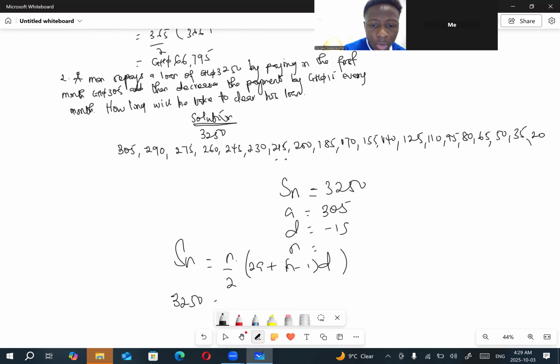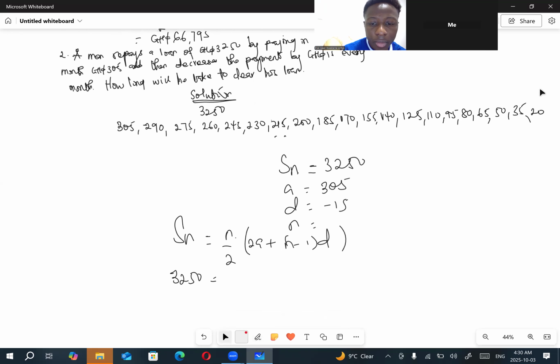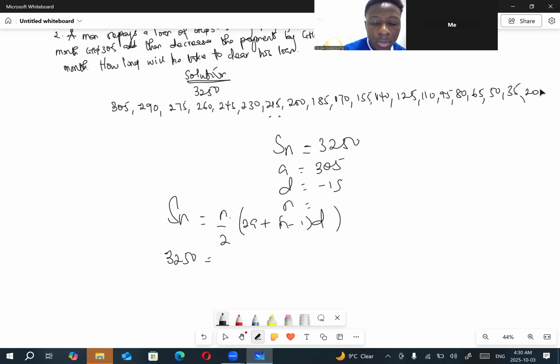So 3250 equals n over 2. n is what we are looking for, right? So 2 times a is 305, plus n minus 1 times d, and d is -15. And we all agree to it, right? Yes.